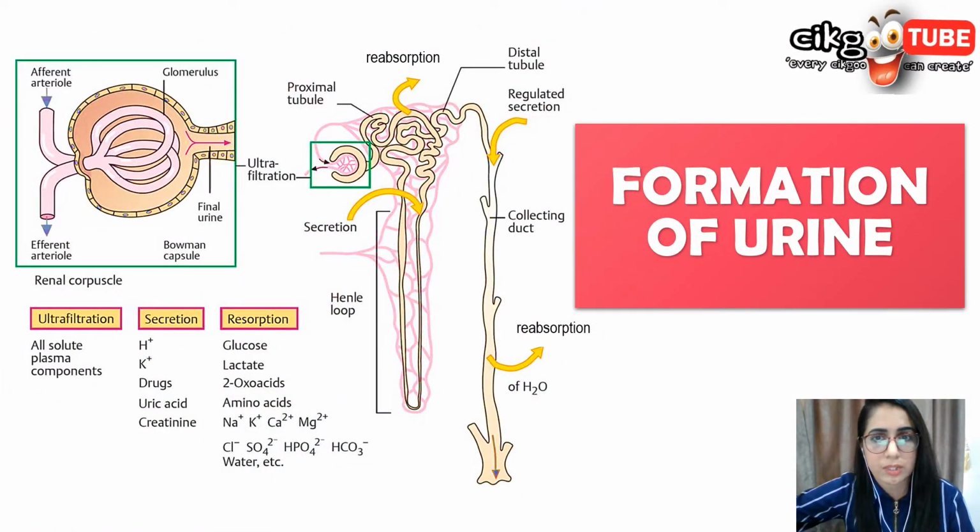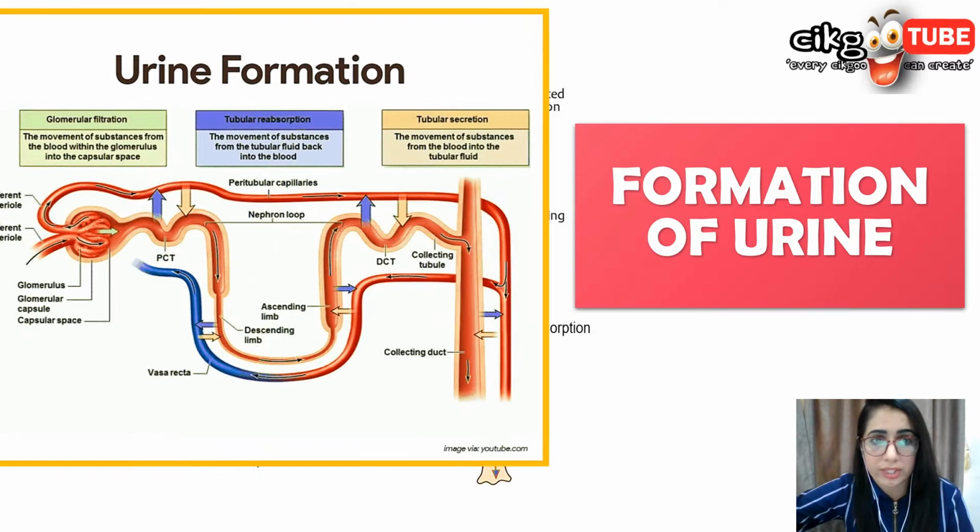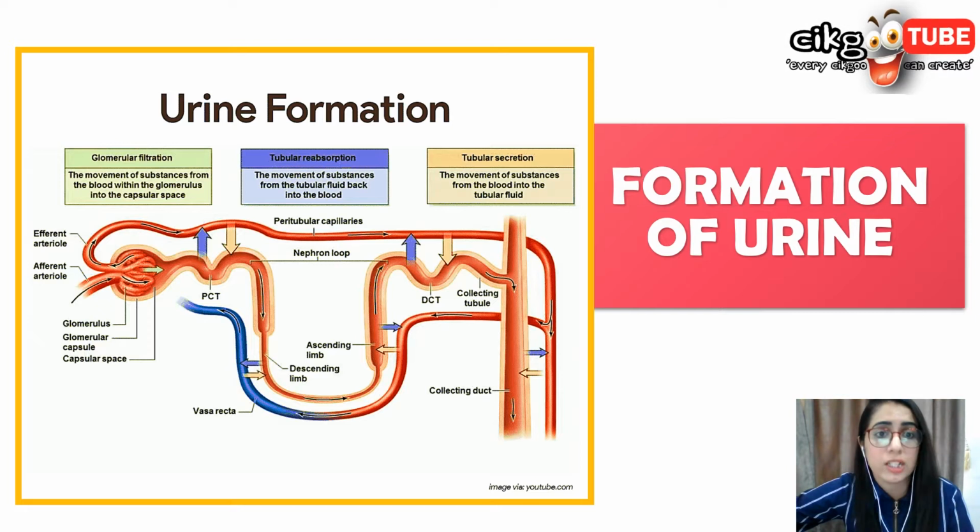Let's look at the formation of urine. Urine is a fluid which consists of water, urea, and other dissolved wastes, and also some excess nutrients. The kidneys excrete waste through urine. The kidneys filter the blood and produce urine, which exits the body through the ureters, bladder, and urethra. The formation of urine involves three stages: ultrafiltration, secretion, and reabsorption. So we have glomerular filtration, tubular reabsorption, and tubular secretion.